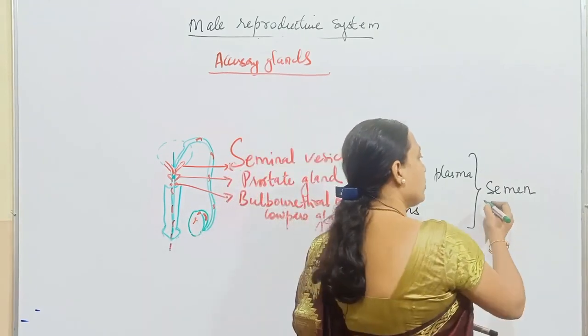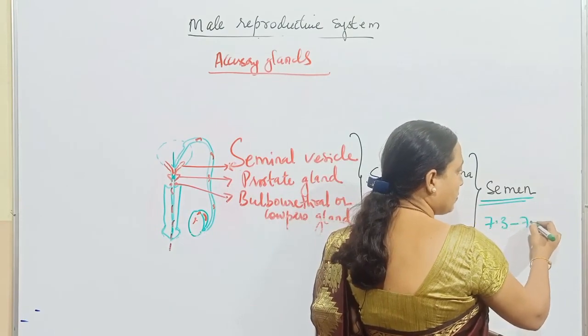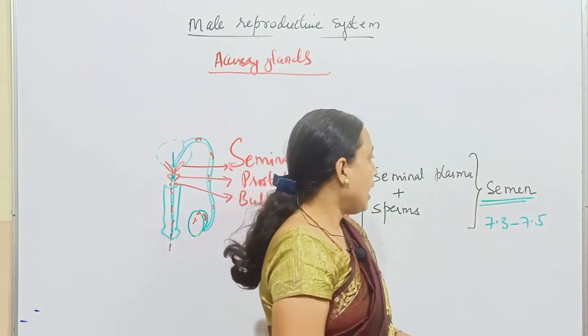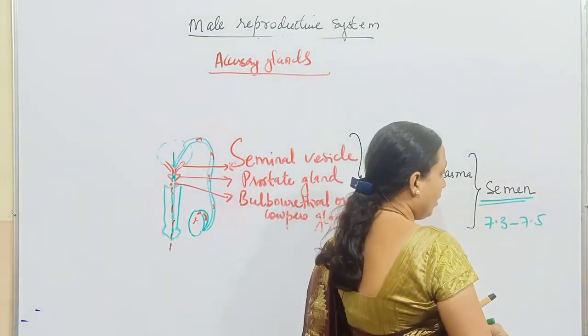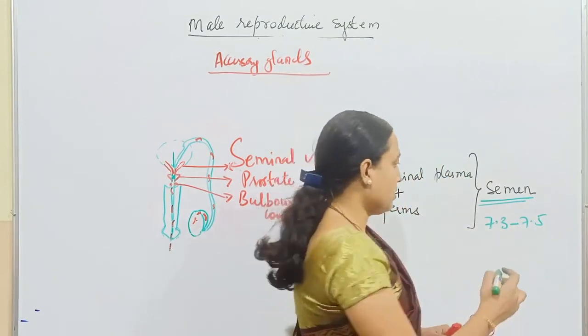What is the pH of the semen? The pH of the semen is also slightly alkaline. It is not always fixed. It may vary depending upon physiological conditions and metabolism. And this is the semen of a normal person.